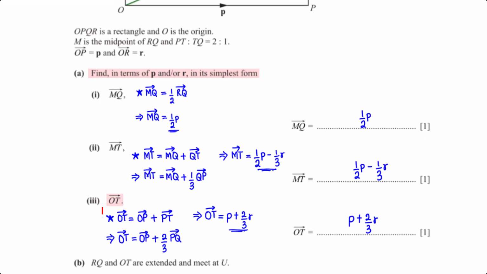Find OT. OT can be expressed as OP plus PT. From the ratio PT to TQ equals 2:1, we see that PT is 2/3 of PQ. OP is P and PQ is R. And so our final answer here is P plus 2/3 R.